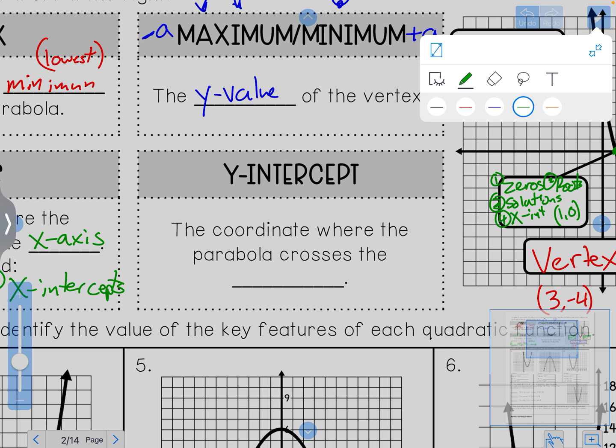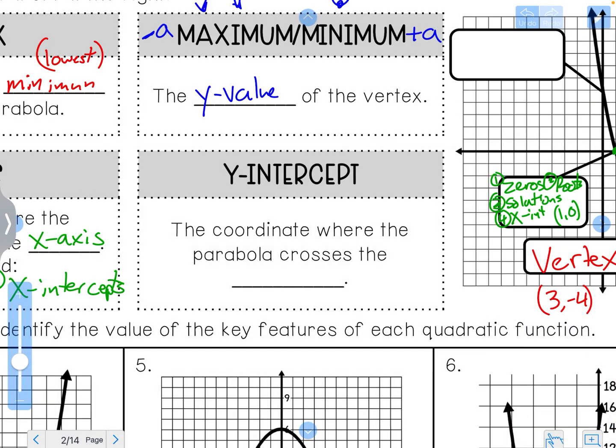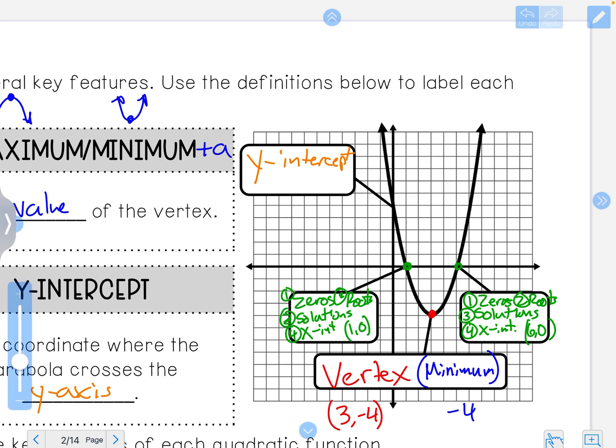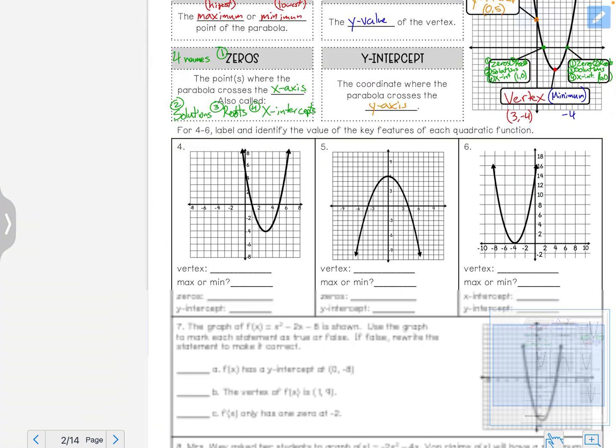So the last thing we're going to talk about, you already know all about: y-intercepts. The y-intercept is where it crosses the y-axis. So our y-intercept is at 1, 2, 3, 4, 5, at (0, 5).